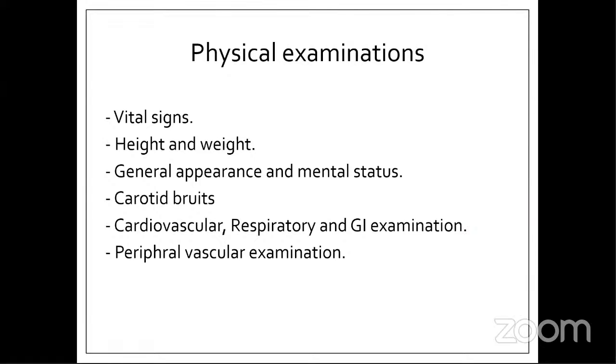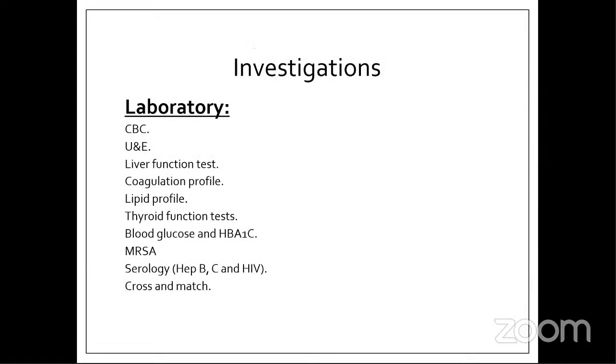Moving to the physical examination, obtain the vital signs, the height and weight of the patient, the general appearance and the mental status. If the patient has carotid bruit, this is a marker of carotid disease, which is present in about 10 to 15% of patients with coronary artery disease. Of course, do a full cardiovascular, respiratory, and GI examination, and examine all the lower limb pulses. The previous part of the lecture, the history and the physical examination, is extremely important because this is the part where you build your investigations on.